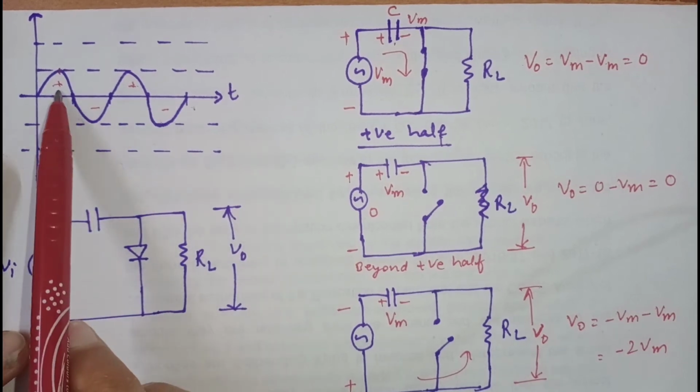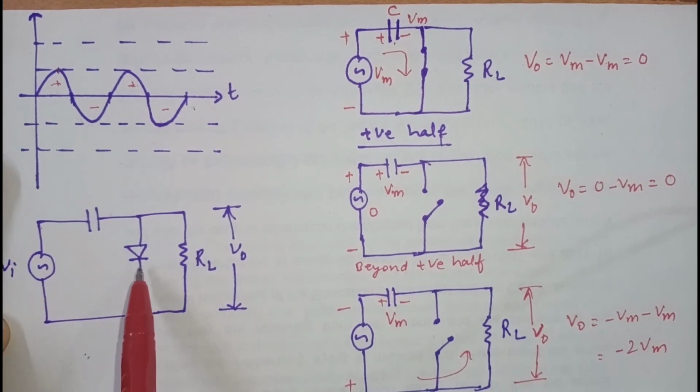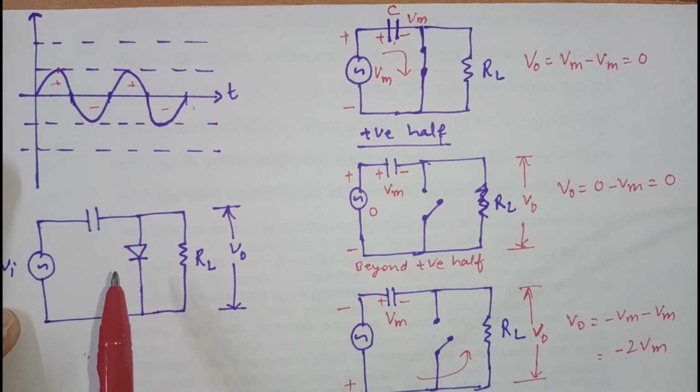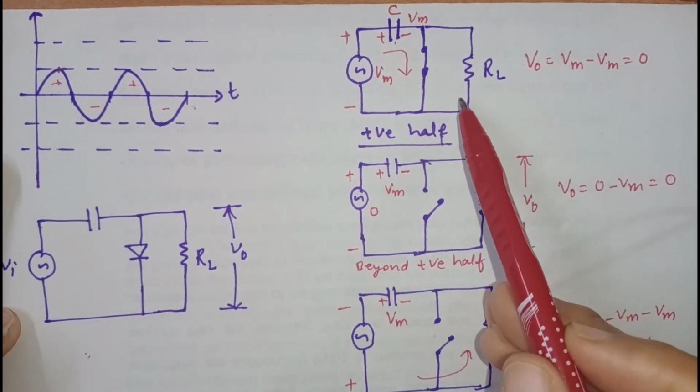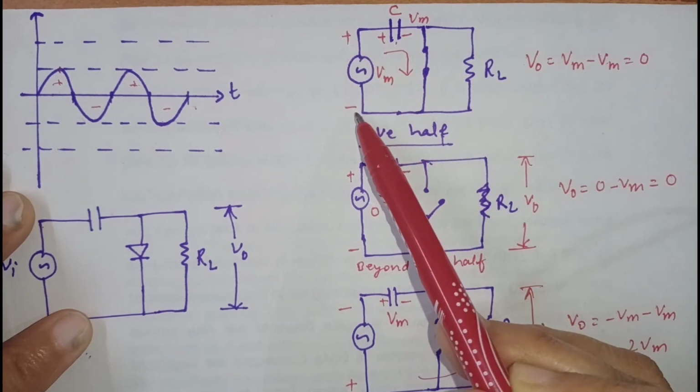Now during positive half cycle, this terminal is positive and this terminal is negative. So this diode will be forward bias. And in case of forward bias, it will act as a short circuit. So the equivalent circuit will look like this one. In this case, we can see this terminal is positive and this is negative.